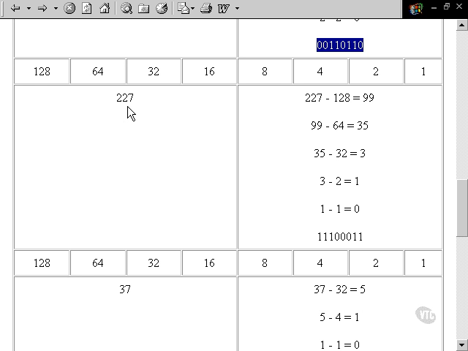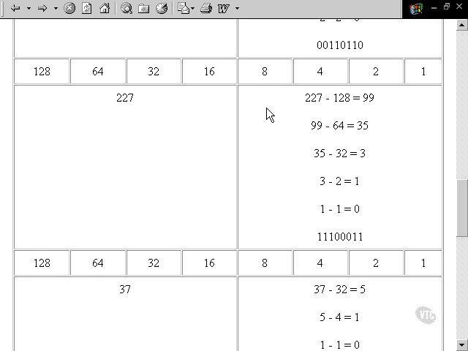Next one, 227. The highest number you can subtract from 227 is going to be 128. So put a little mark right here. Then we have 99 left over. The highest number you can subtract from 99 is 64. Put a mark right there and subtract. Next item, we have 35 left over. We can subtract 32 from it. Put a mark there and subtract 32.